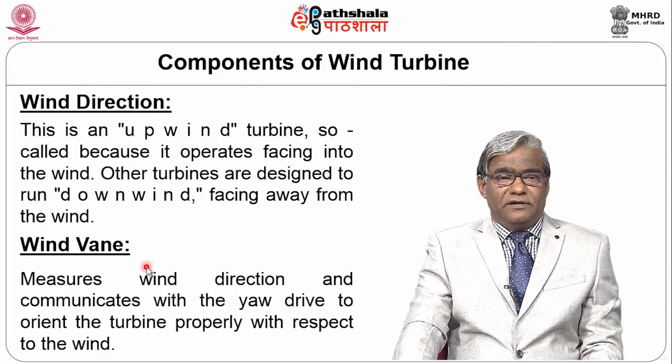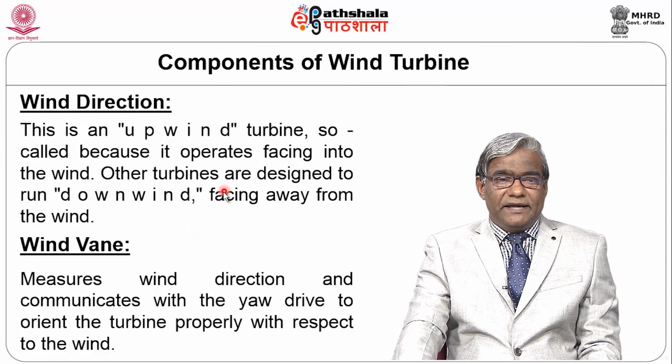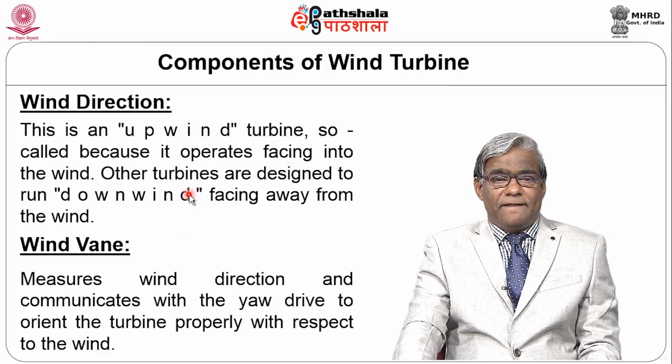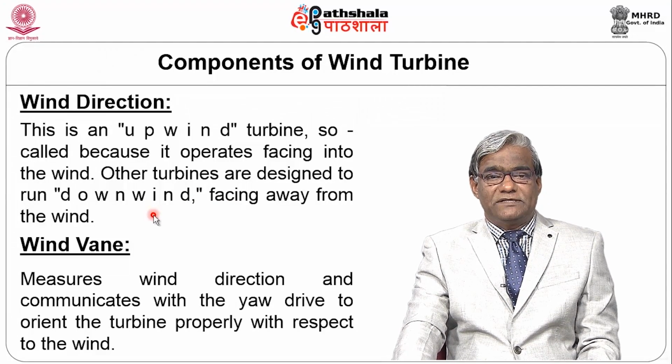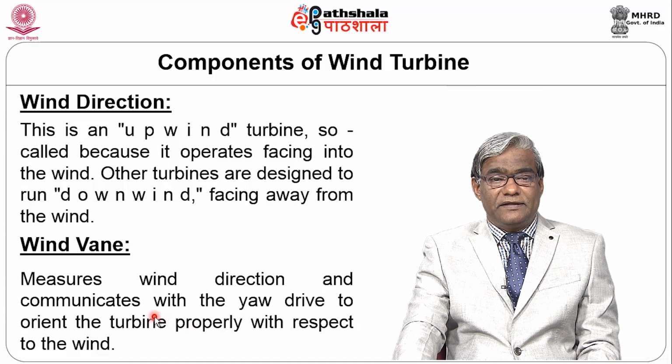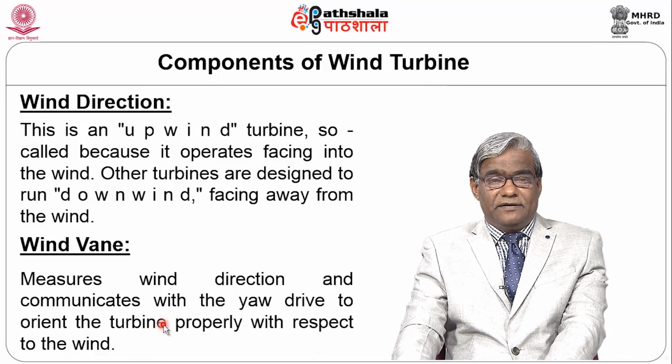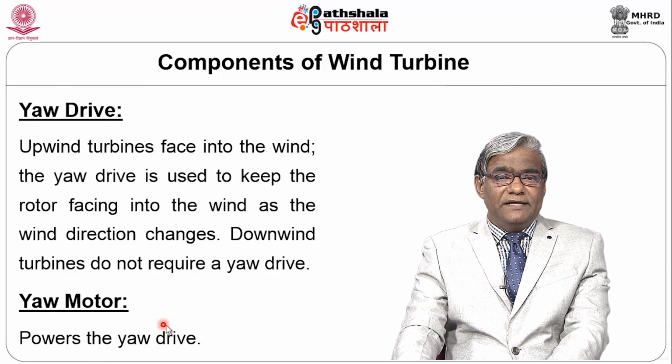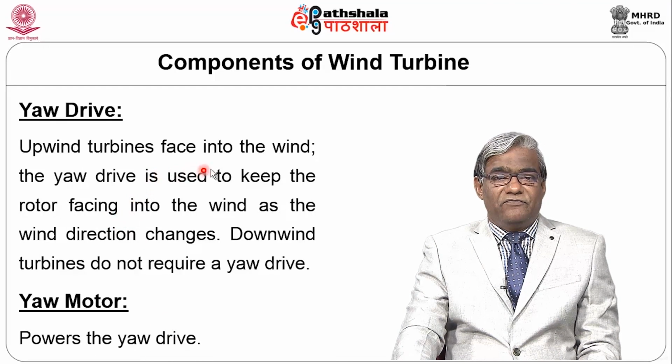And the wind direction: this is an upwind turbine, so called because it operates facing into the wind. Other turbines are designed to run downwind, facing away from the wind. So there are upwind turbines and downwind turbines, and the wind vane measures the wind direction and communicates with the yaw drive to orient the turbine properly with respect to the wind. The wind vane is an important component. It identifies the direction and gives the signal to the yaw drive to orient the turbine properly. Upwind turbines face into the wind, and the yaw drive is used to keep the rotor facing into the wind as the wind direction changes.